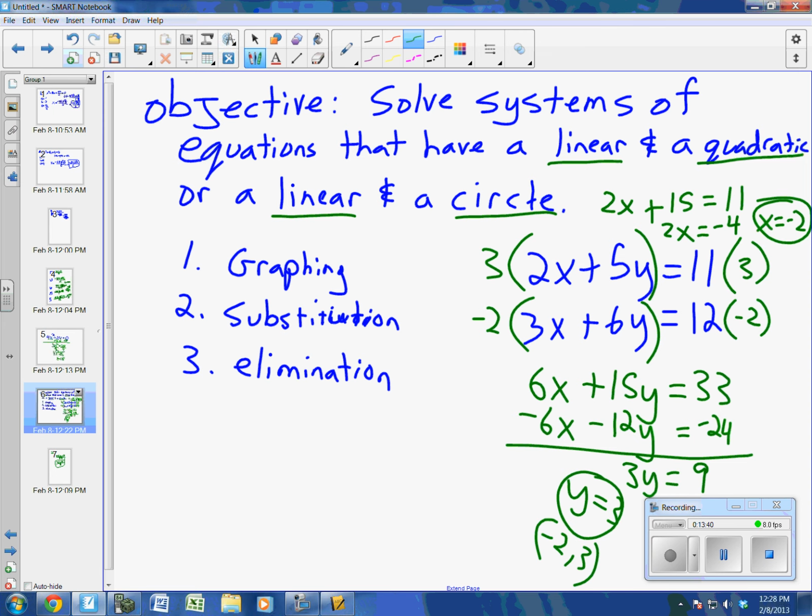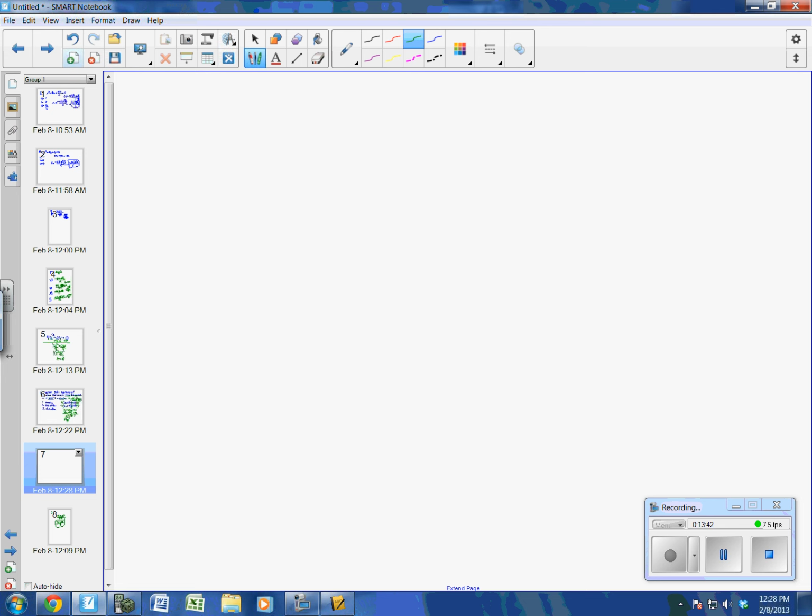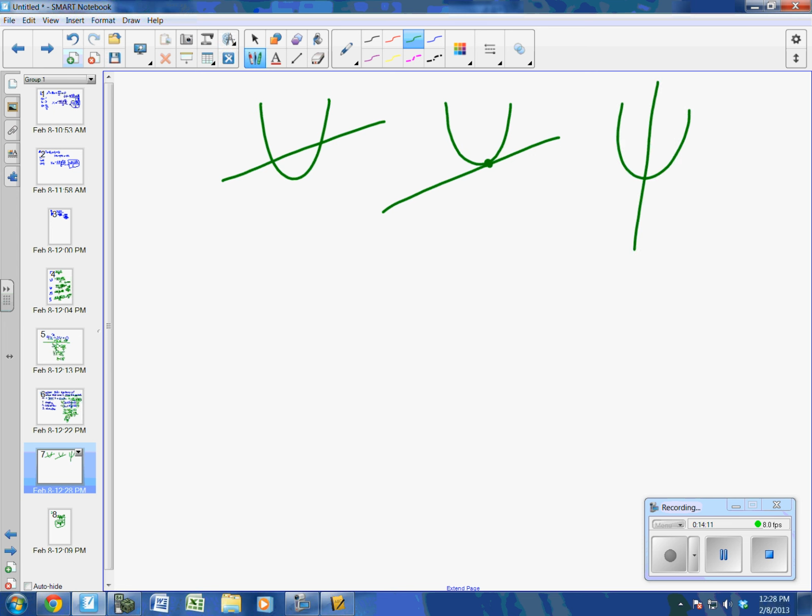That's a good question. What's the most number of times they can cross? You can have a parabola or a circle with a line crossing it twice. Can you have it cross more than twice? Could you have it intersect once? Yeah, if you had something like this and it touched right there. Straight through it? Yeah, you could do that too.